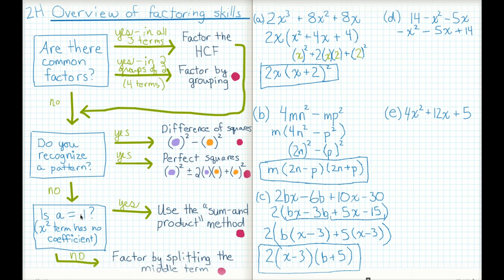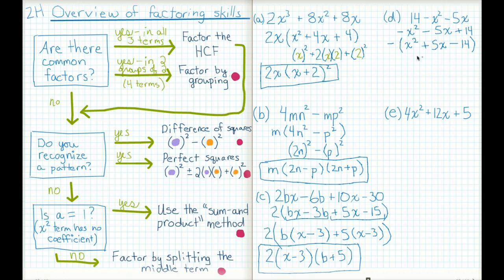So I'm going to then follow yes, a is equal to 1, and use the sum and product method. With one exception, remember that when it starts with a negative sign, we always factor out the -1 first. Don't have to write the 1, just put a negative sign. So this becomes x squared. That becomes 5x because I've divided by -1. -5 divided by -1 is +5. And 14 divided by -1 is -14.